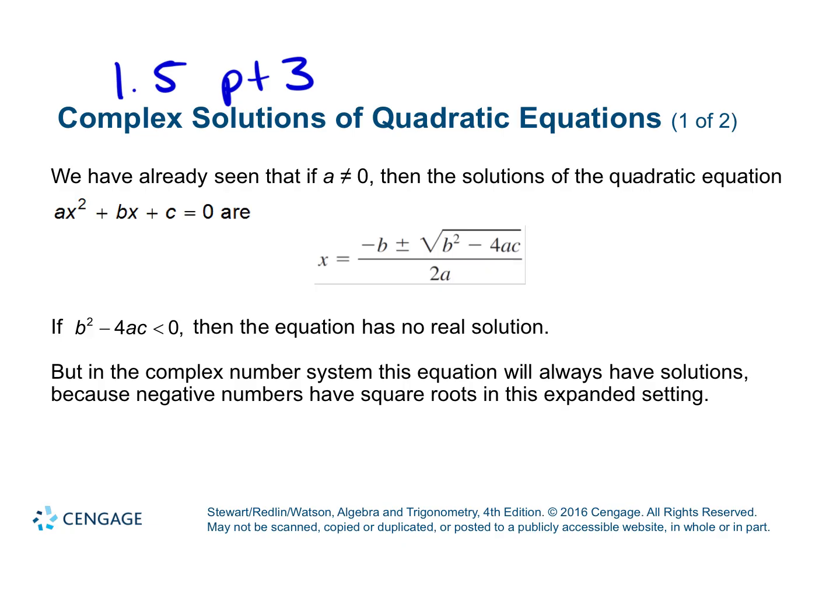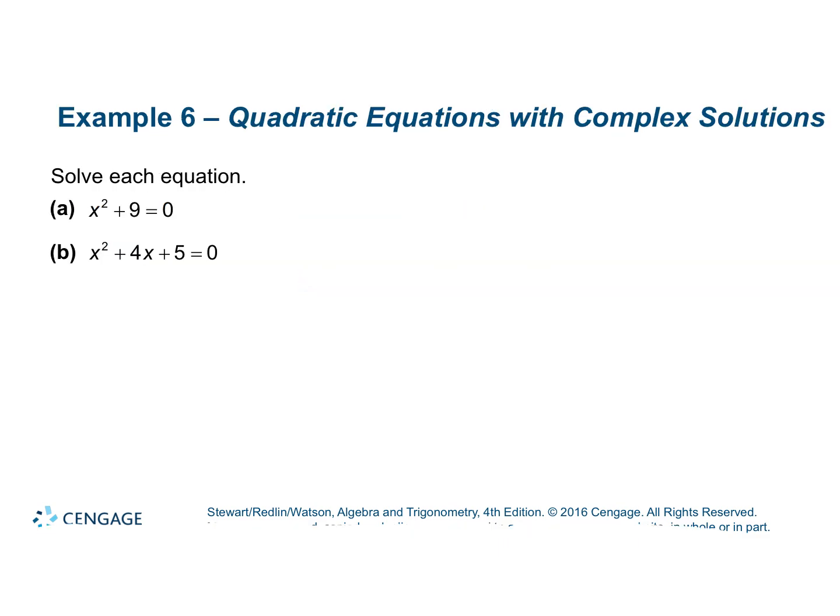If we have a negative under our square root, you always want to take it out and turn it into an i. But other than that, this section's the same as what we did in 1.4 that you guys had your test on with the quadratic formula. So the quadratic formula is the same. So let's do A. We have x squared plus 9 equals 0.